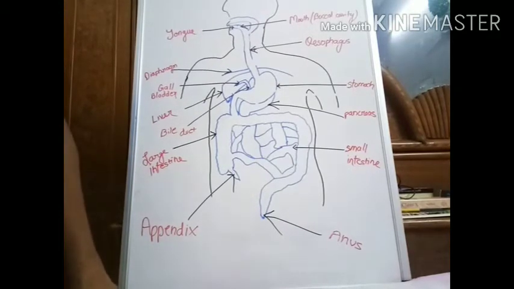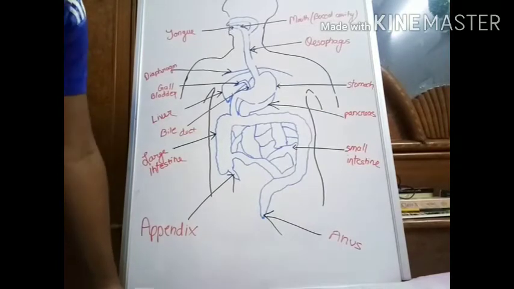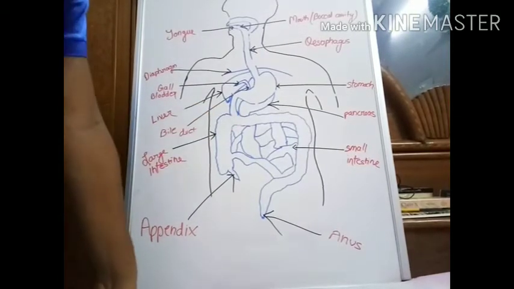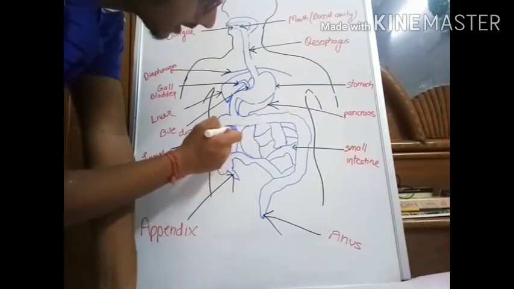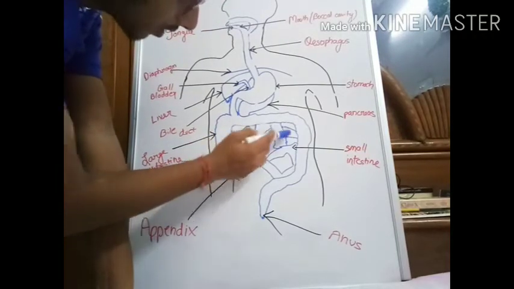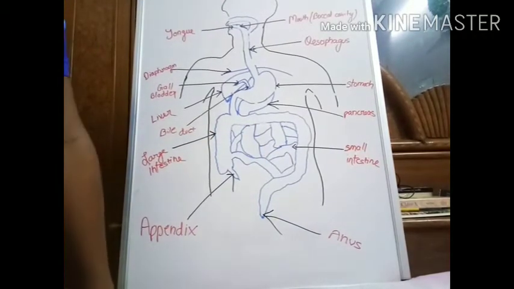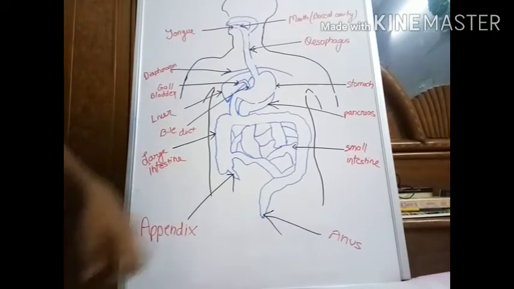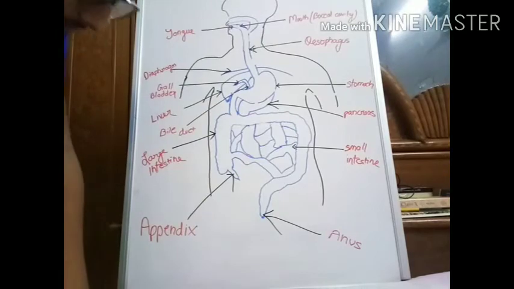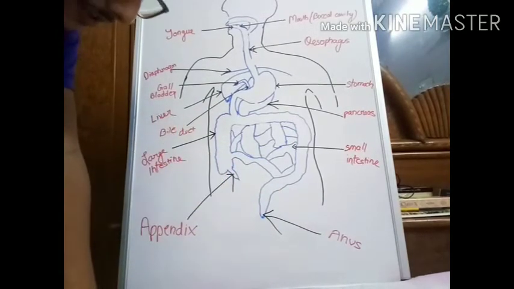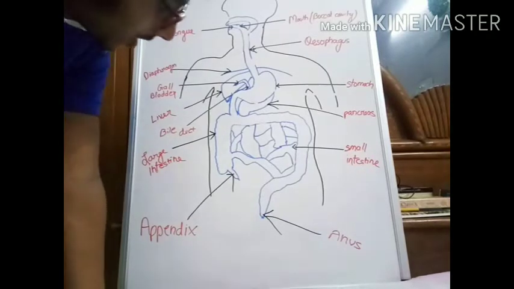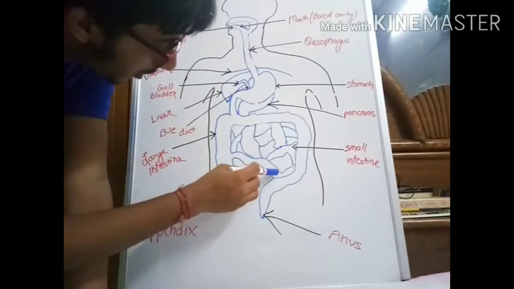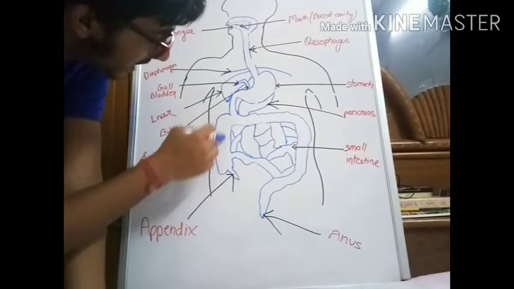The duodenum is then followed by the jejunum. These are the parts of the small intestine: the upper part is the duodenum, and the middle part of the small intestine is known as the jejunum. In the jejunum also the food is digested, and whatever is left is digested in the ileum, the last part of the small intestine. From the ileum, the food goes into the large intestine.